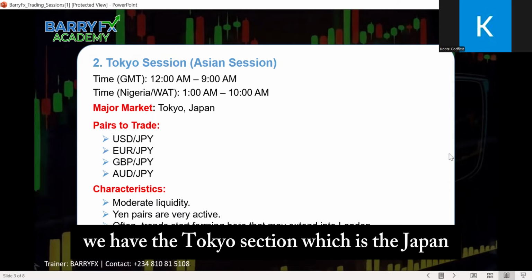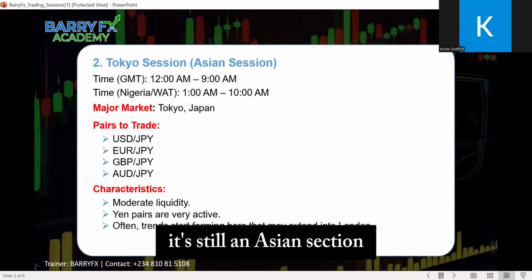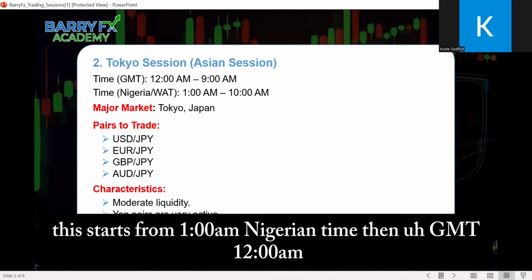So number 2, we have the Tokyo section, which is Japan. It's still an Asian section. This starts from 1 a.m. Nigerian time, then GMT 12 a.m.